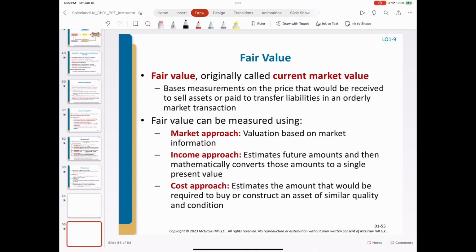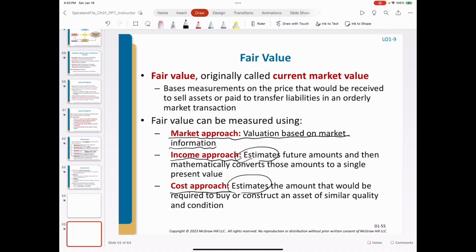Fair value, also called market value, is very commonly used to measure assets and liabilities, particularly financial assets and financial liabilities. Because these assets and liabilities are actively traded in the secondary stock market or debt market, there is a market value available. So the company can use this information to measure their liabilities and assets. There are three approaches. One is the market approach, as I mentioned, based on the market information. The other two are the income or cost approach.